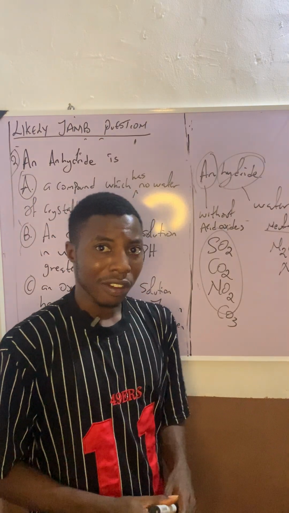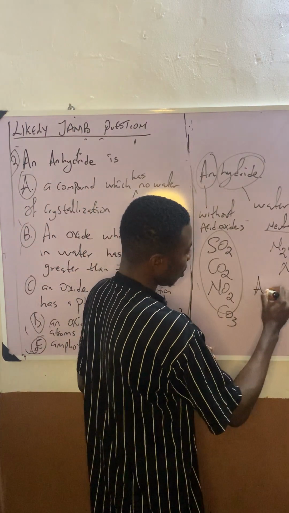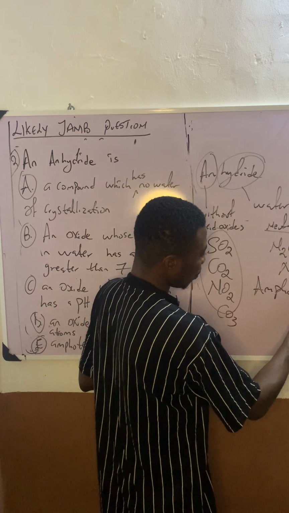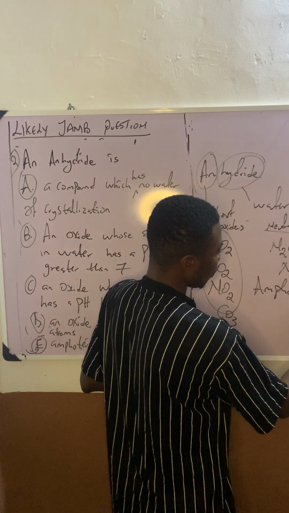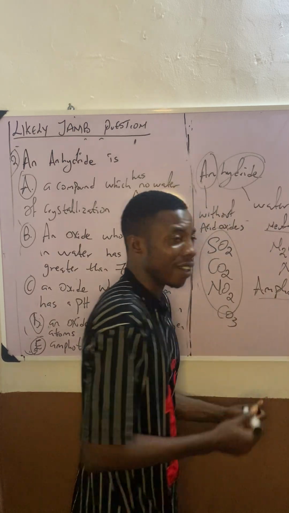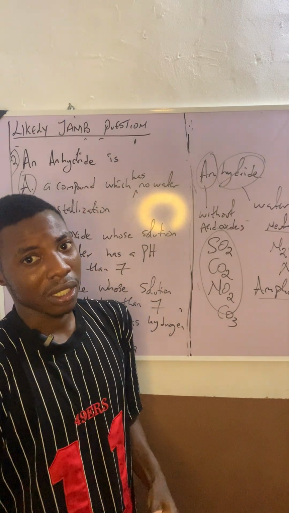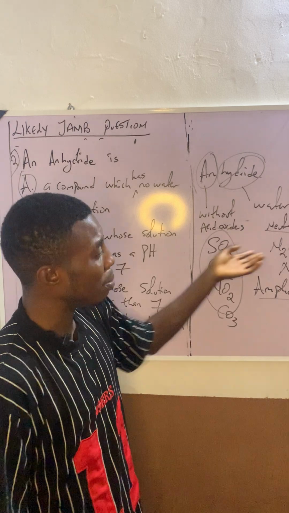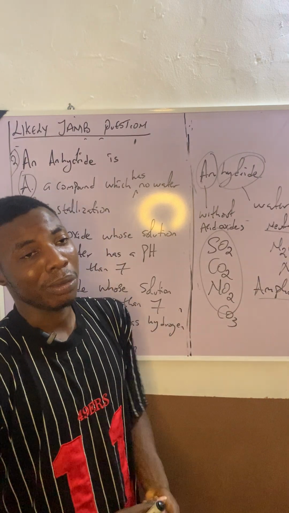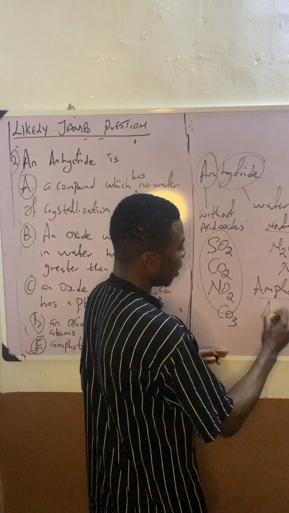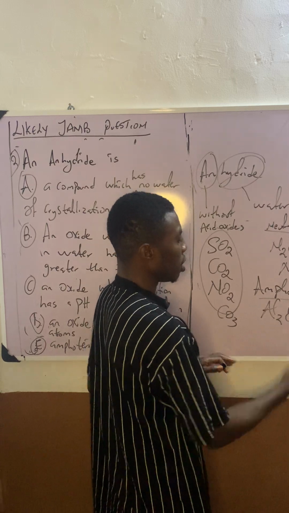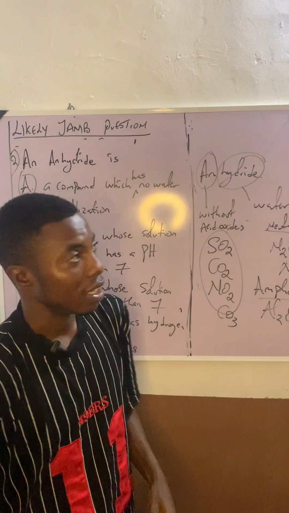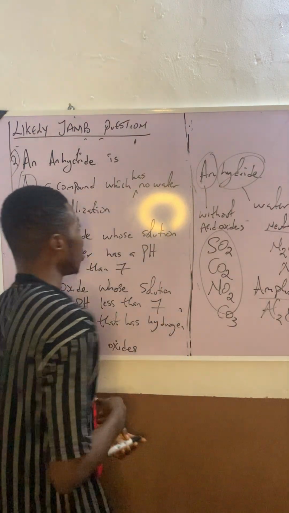And the last one is amphoteric oxides. These ones can react with acid and base. And majorly, these ones are metal oxides, while these ones are non-metal oxides. But this one has what? Metal oxides. Something like Al2O3, which is aluminum oxide. All these ones are there. So with all this explanation, now let's go to my question.